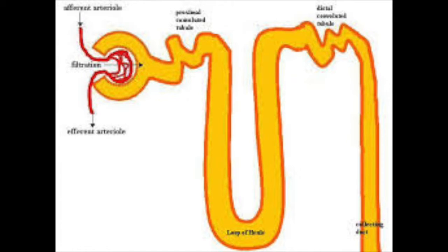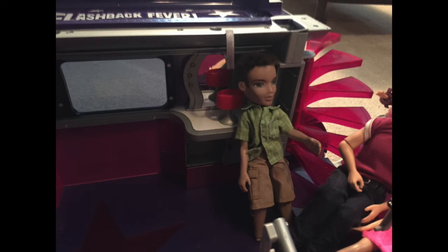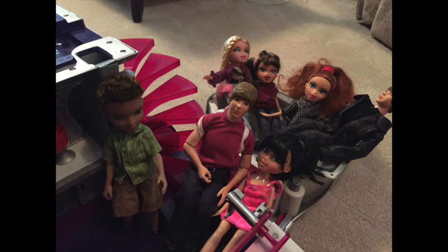The loop of Henle is located in the medulla of the kidney. As it approaches the top again, hydrogen ions flow into a tube called the collecting duct. The collecting duct then reabsorbs water and sodium and secretes potassium into the urea. Thank you, class, for coming on the magical tour of the excretory system.